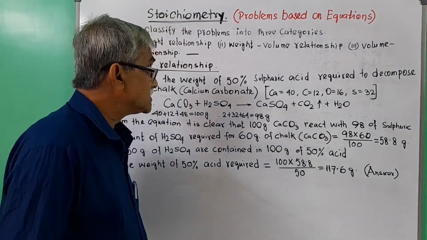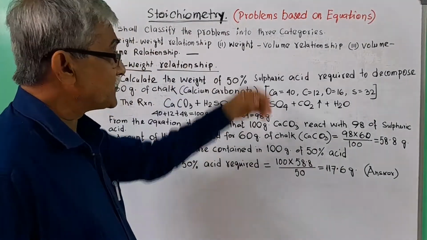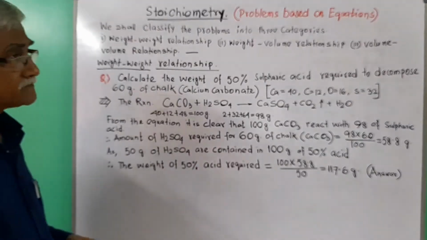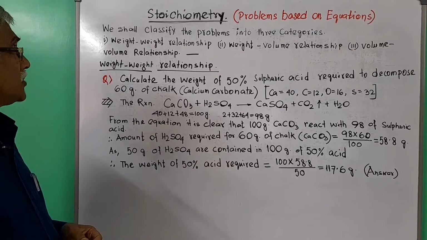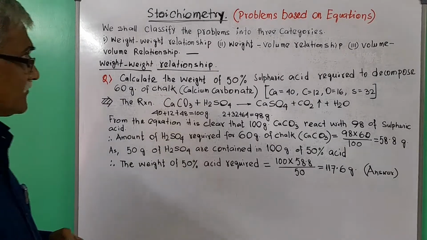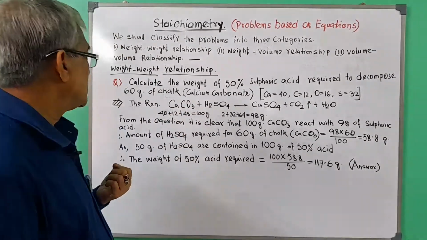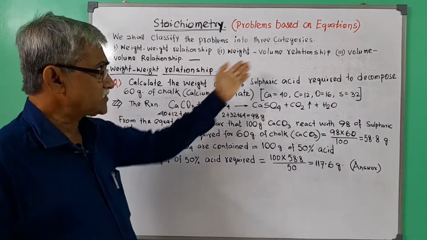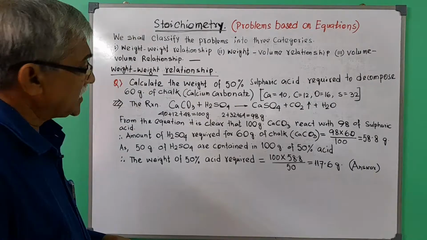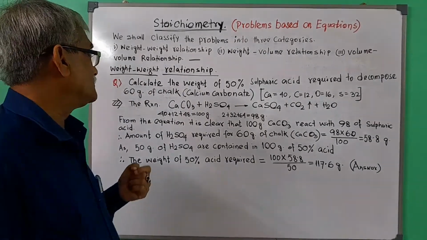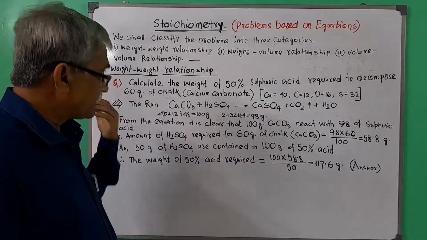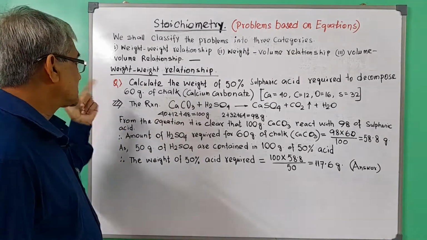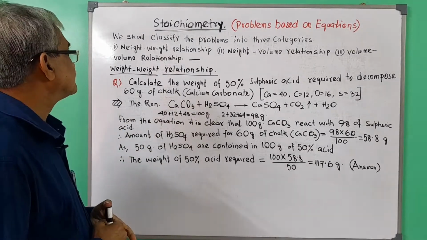Today's topic is problems based on equations in stoichiometry. Now, we shall classify the problems into three categories. First, a weight-weight relationship, weight-to-volume relationship, and a volume-volume relationship. So to begin with, let us have some problems related to the weight-weight relationship.